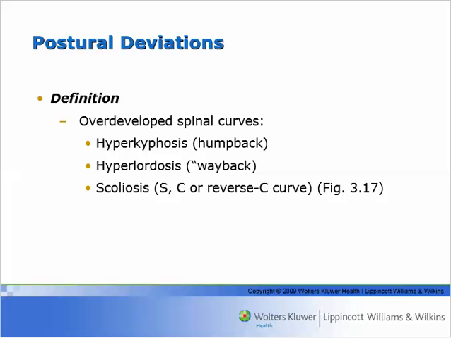So all of these really are overdeveloped curves or abnormal curves, as it were. So a hyperkyphosis is when you have a humpback. A hyperlordosis is a sway back. A scoliosis is some sort of a lateral curve. It could be an S shape. It could be a C shape, convex left or convex right. It kind of depends.